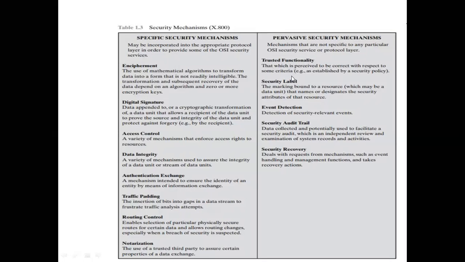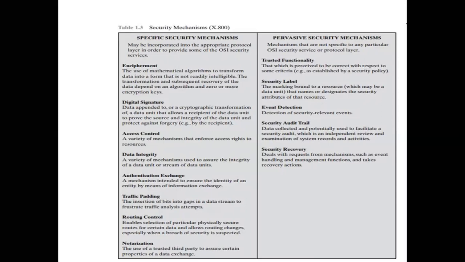Whenever you communicate, for example, I want to communicate data to you, that means some security policy must be there, and both must be authorized. Then only will both users communicate or exchange the data between the users. That is simply what you can call trusted functionality.